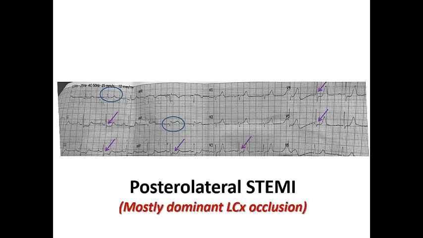Here in this example, we can see ST elevation in I and aVL and reciprocal depression in inferior leads, but also there is ST depression starting from V3 to V5, which may suggest posterior wall infarction with R/S ratio more than 1. But here there may be a shift in the position of the precordial leads, or sometimes the configuration of the heart is different between populations, so the posterior wall changes here appear in V3 to V5. So here we have posterolateral STEMI caused mostly by dominant LCX occlusion.